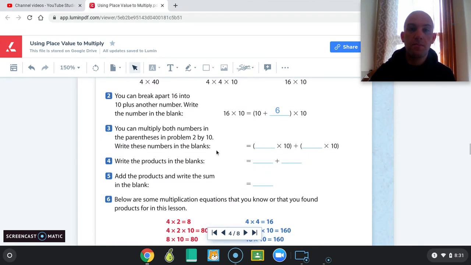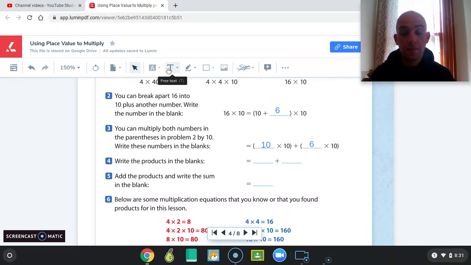You can multiply both numbers in the parentheses in problem 2 by 10. Write these numbers in the blanks. So we have 10 times 10 from our previous step. And then we have 6 times 10, also from our previous step.